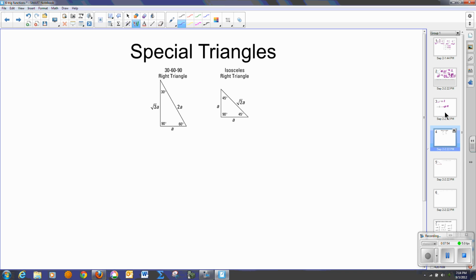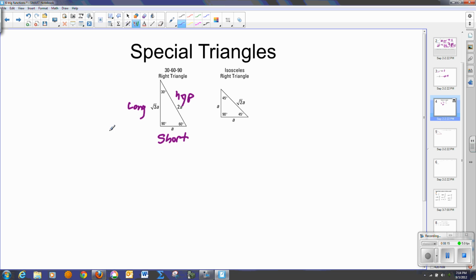Okay, special right triangles. We saw these back in geometry. We know that the short side is always opposite my 30-degree angle, and the long side is always opposite my 60-degree angle. Opposite my 90 degrees is always your hypotenuse. So we also had, I guess you call it a formula in geometry, that said the short side is half the hypotenuse. Hopefully you remember that one.